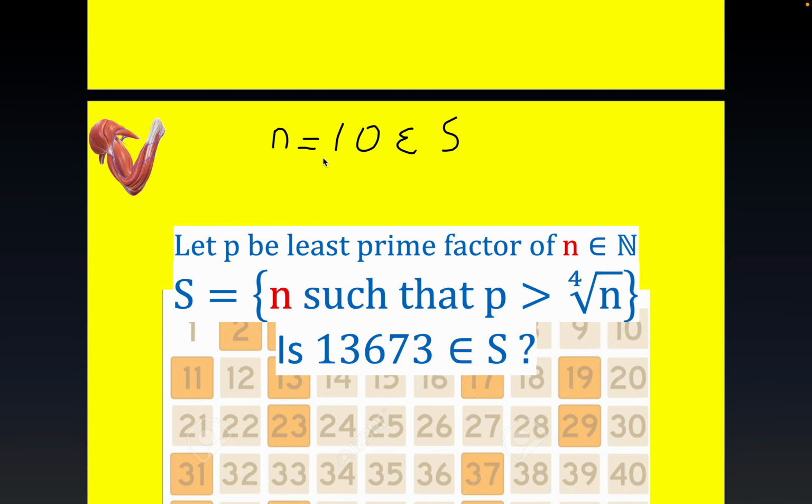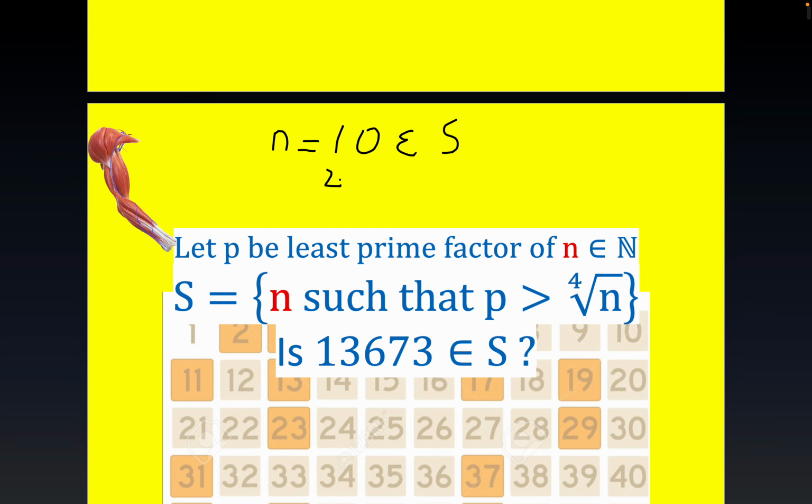Notice that 10 is 2 times 5, so 2 is the least prime divisor of 10. And this is true since 2 to the 4th is greater than 10. Yes, 2 to the 4th is greater than 10.